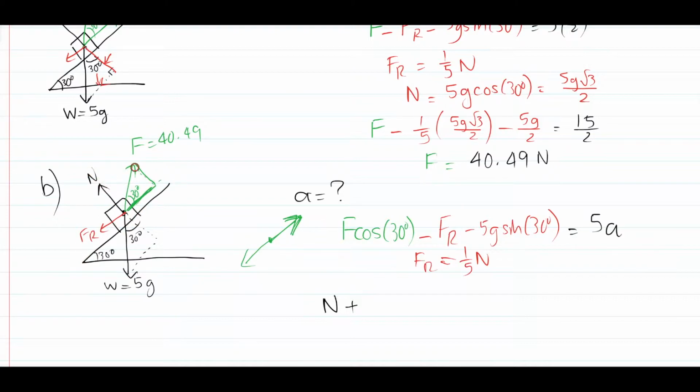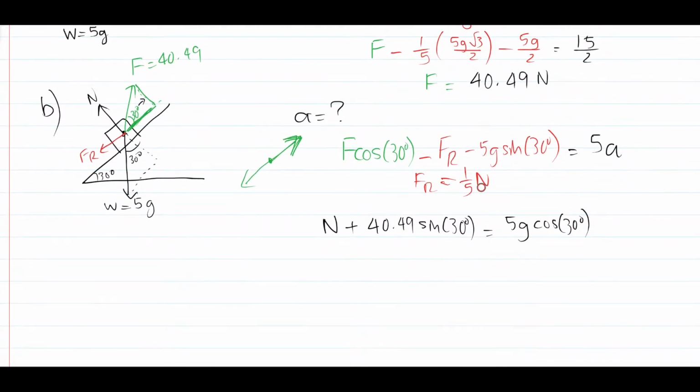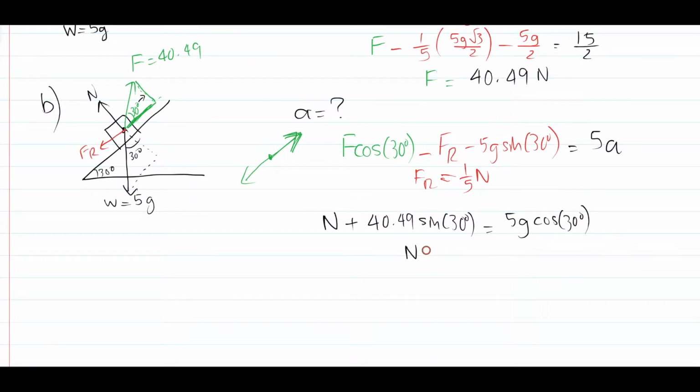So because it's not going up or down, then that normal force plus your 40.49, so this upward force right here, 40.49, which is F, times sine 30 degrees, because it's opposite, should equal the downward force, which in this case, we have done that before, 5g cos 30 degrees. Once you do this, you can easily solve for normal force. In this case, I'll just leave it as it is first. So 5g cos 30 should be 5g root 3 over 2 minus 40.49 divided by 2.